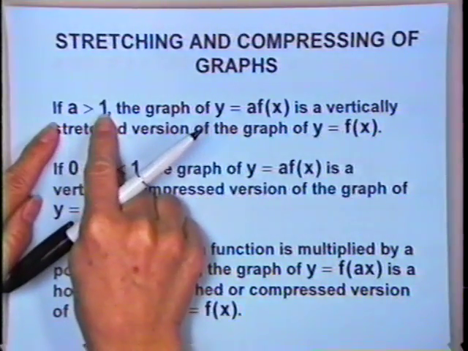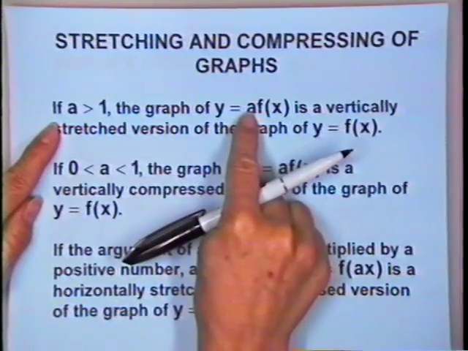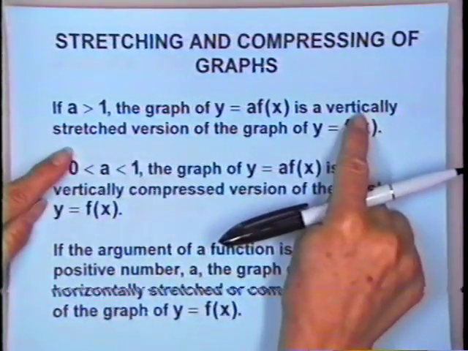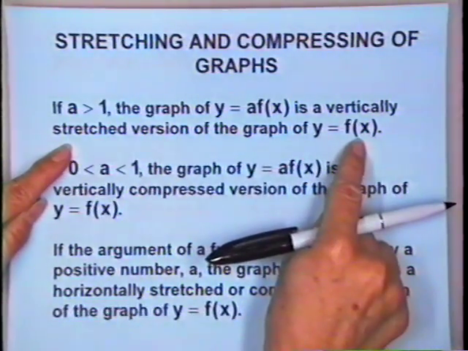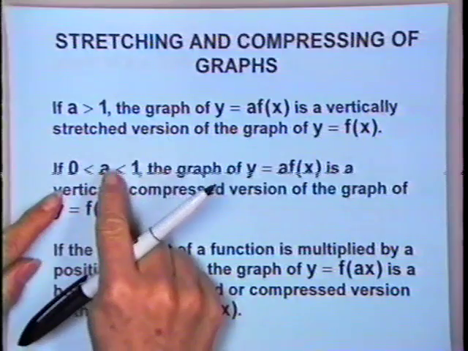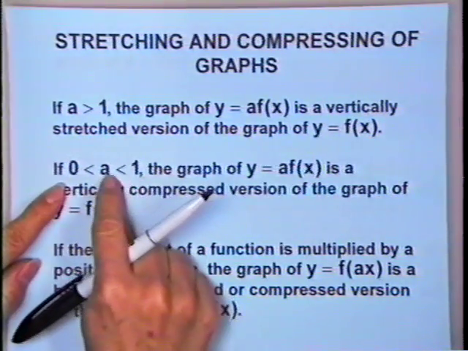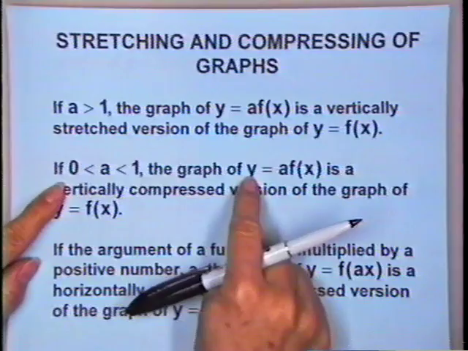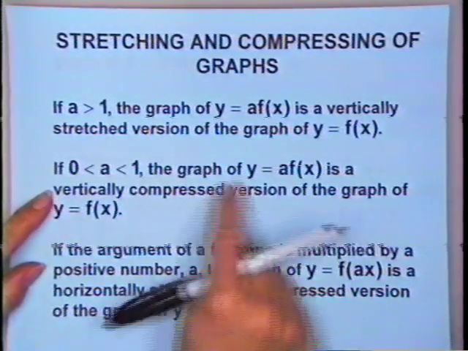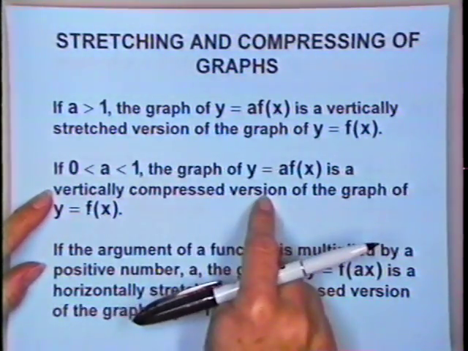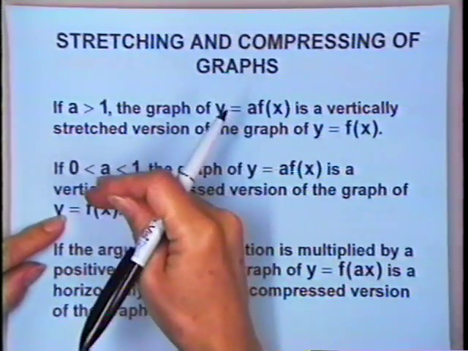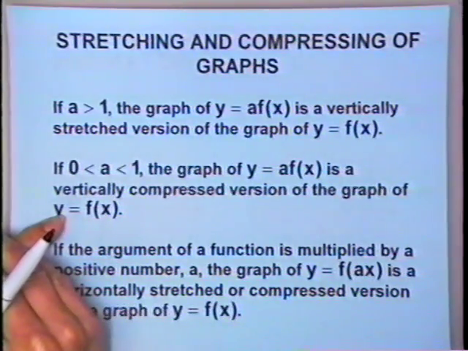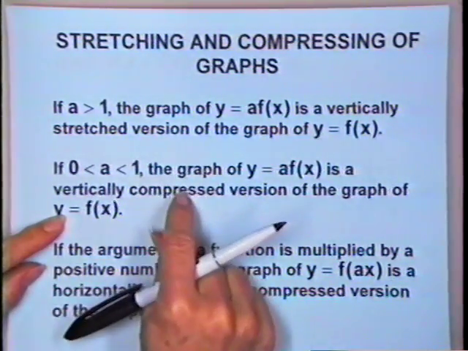Notice here, if a is larger than 1, like that 2 a while ago, the graph of y equals a times f of x is a vertically stretched version of the graph of y equals f of x. We just stretched it up. If a is a number between 0 and 1, like a fraction, the graph of y equals a times f of x is a vertically compressed version of the graph of y equals f of x. Remember, those values were just sort of squashed downward, if that's not very good English, but it gives an idea of what we're talking about.